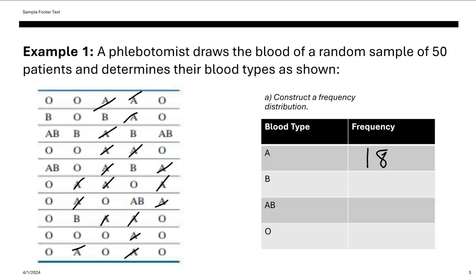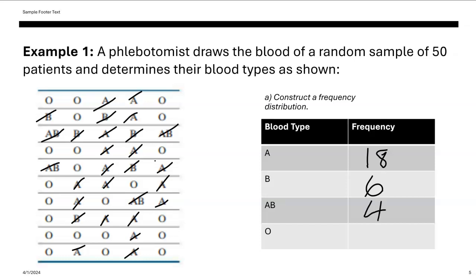I'm going to do the same thing with blood type B. I see 1, 2, 3, 4, 5, 6. I see 6 of blood type B. So I'll come over here and write the number 6. I'm going to do the same thing with blood type AB. I see 1, 2, 3, 4. 4 of blood type AB.